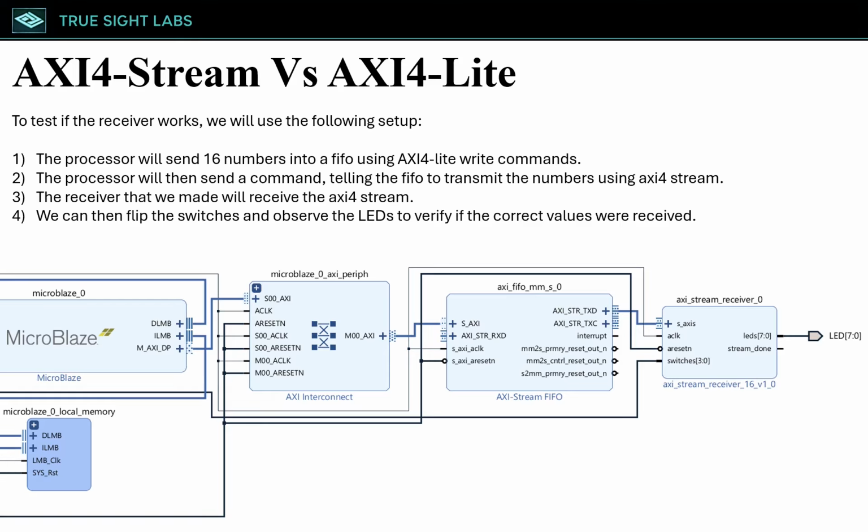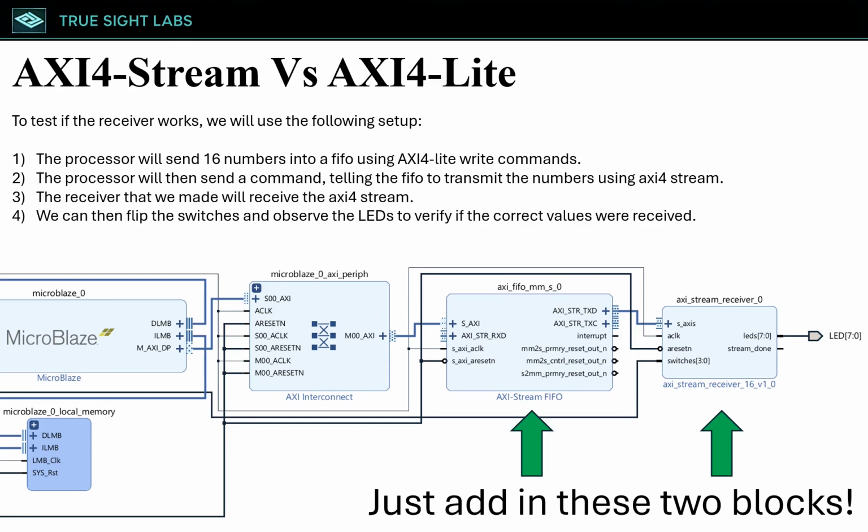I will not show how to set up the block diagram because the steps are very simple. All you need to do is add in the FIFO IP block and add in the receiver IP after packaging it. Then after that, you just generate the bitstream and export the hardware to Vitis.